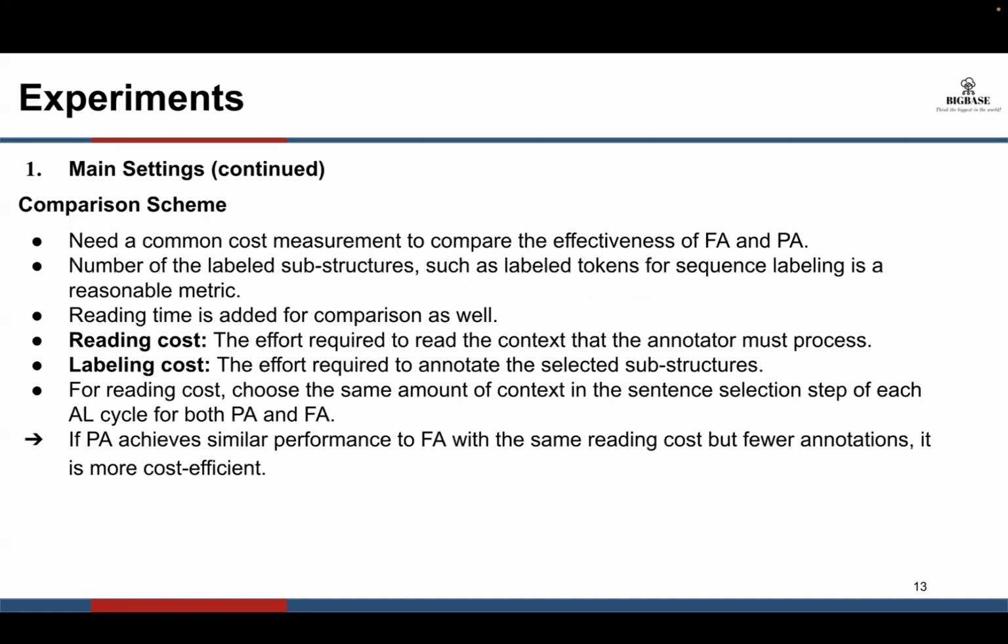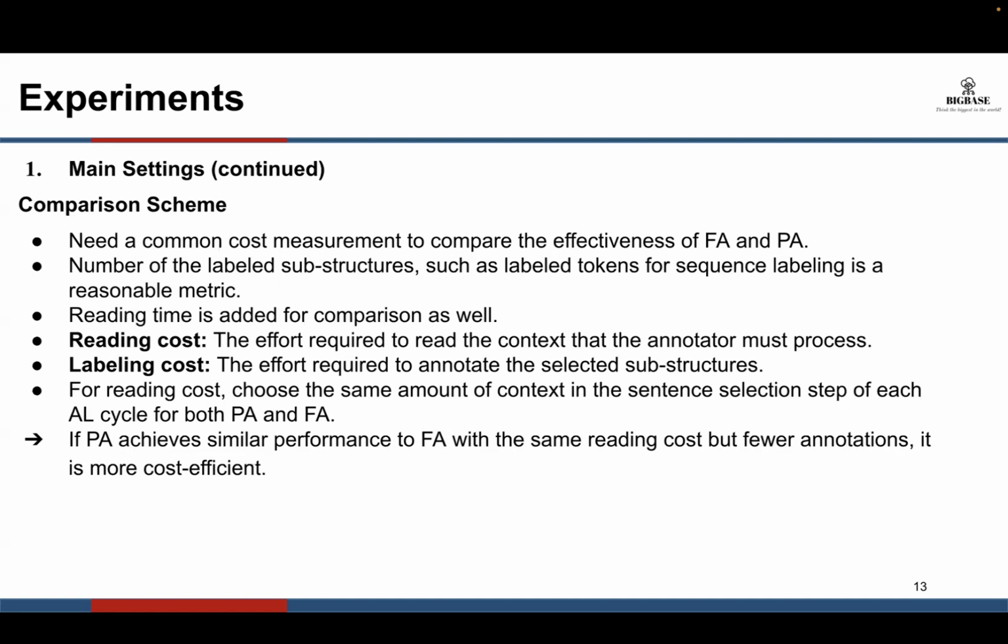And to compare the full annotation and partial annotation fairly, we need a common cost measurement. For the labeling cost, using the number of the labeled substructures is a reasonable metric, but in the paper they say that considering reading time as reading cost is important as well. So they add the reading cost as well. The reading cost is the effort required to read the context that the annotator must process.